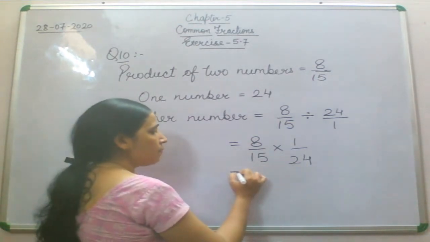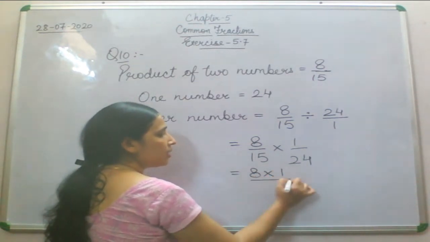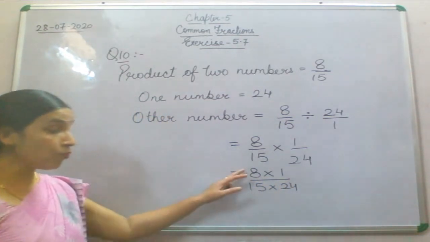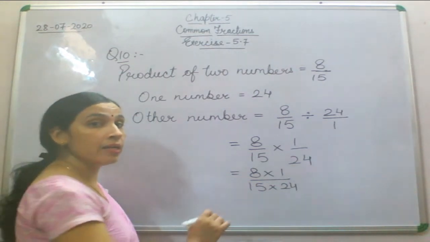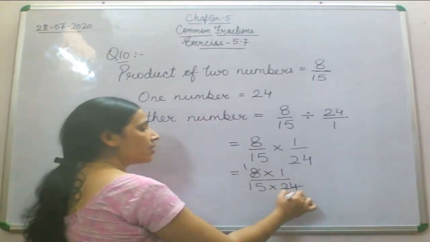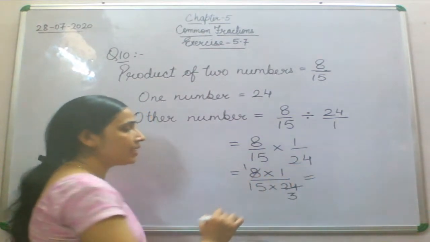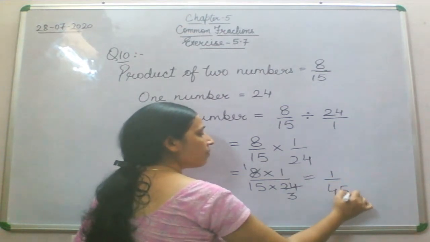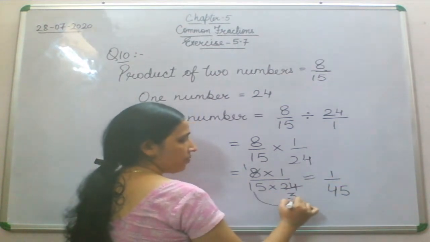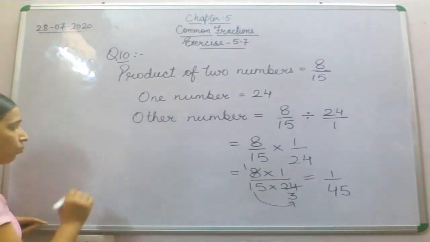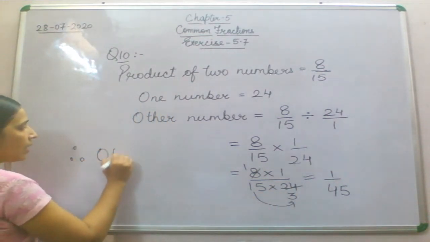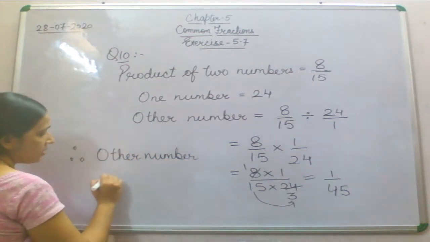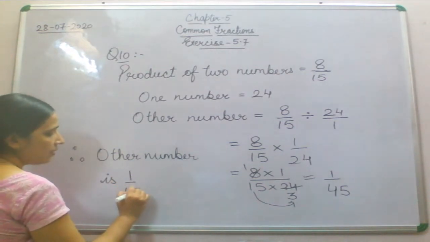So now what is the next step? The numerator will be multiplied by the numerator and the denominator by the denominator. Can you find any common factor here? Yes. 8 ones are 8. 8 threes are 24. So what are we getting? 1 ones are 1 and 15 threes are 45. So what is the other number? Therefore, the other number is 1 by 45.